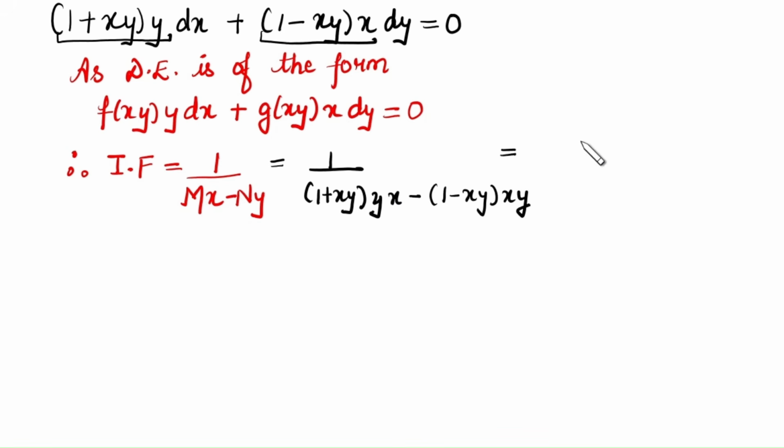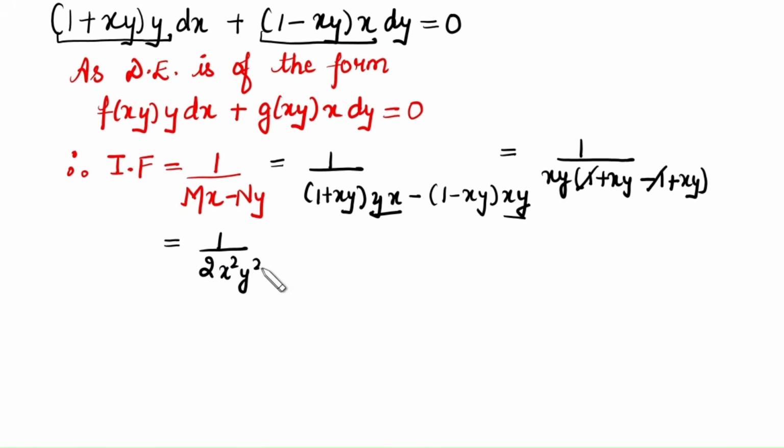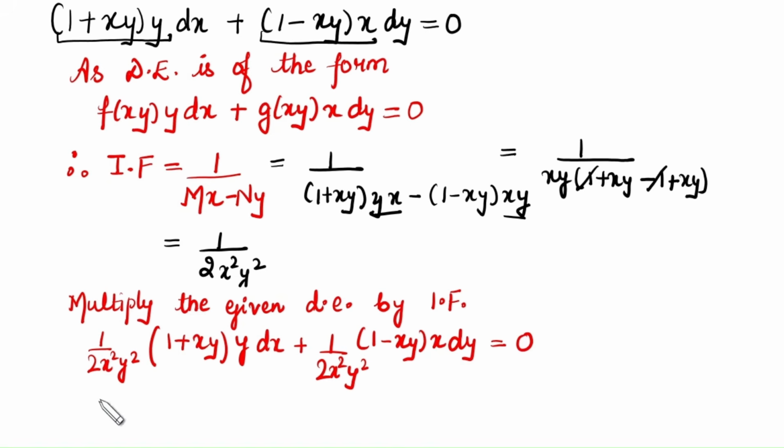That can be further written as 1 upon xy, which is common. Remaining terms are (1 + xy) − (1 − xy), that is plus xy. So here 1 minus 1 is 0, and xy plus xy becomes 2xy, which is further multiplied with xy. Therefore, the integrating factor in this case is 1 upon 2x²y². Multiply this integrating factor with this differential equation and then further simplify it.